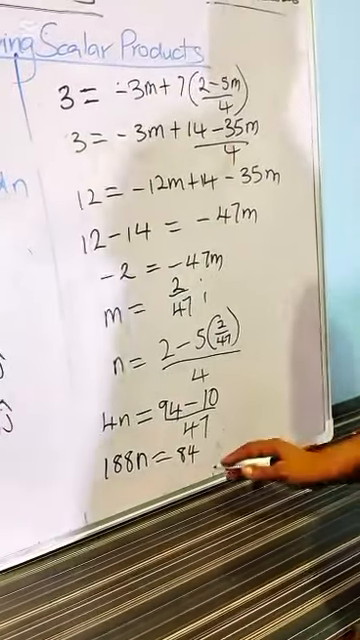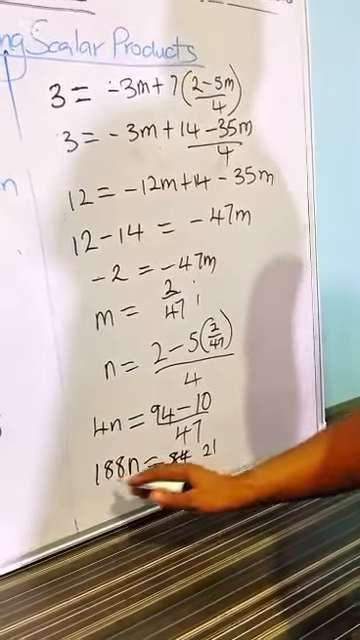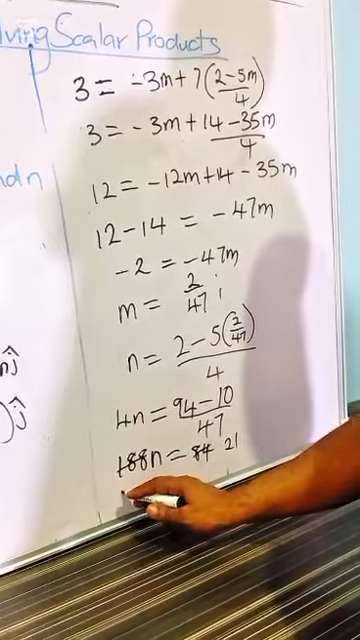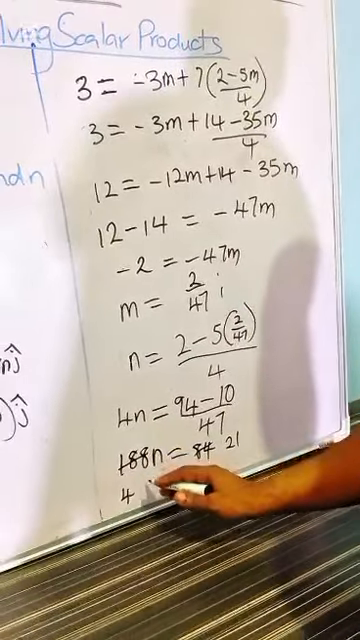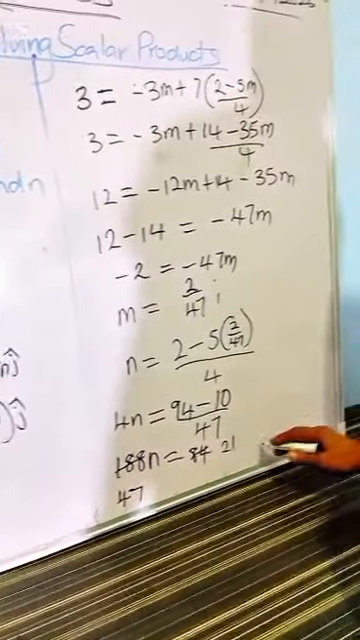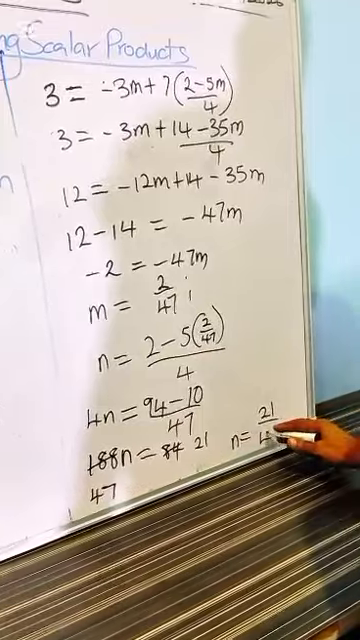Now let's look for what to cancel out. 4 will break this down to give us 21. 4 into 8 gives 2, 4 into 18 gives 4, remainder 2, 4 into 28 is 7. So our n is equal to 21 over 47.